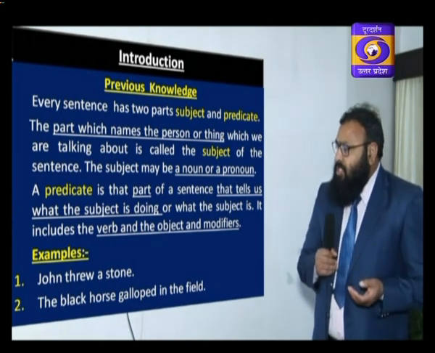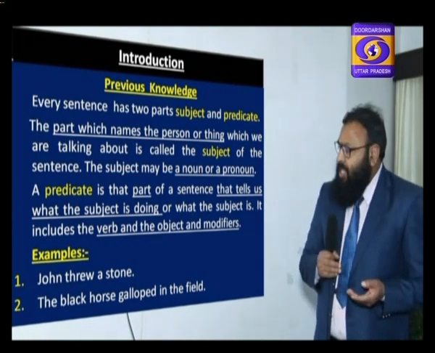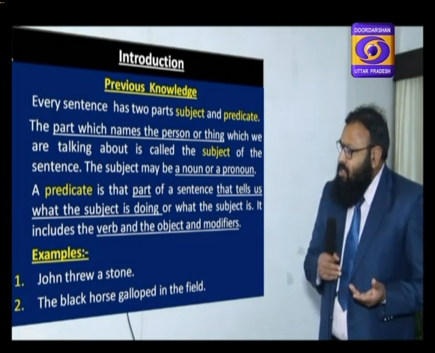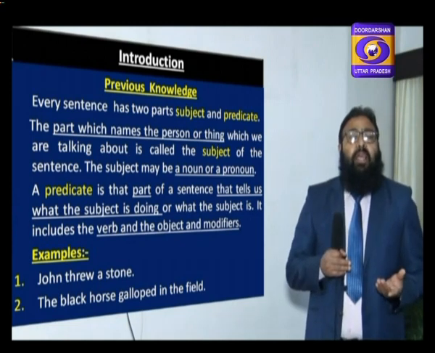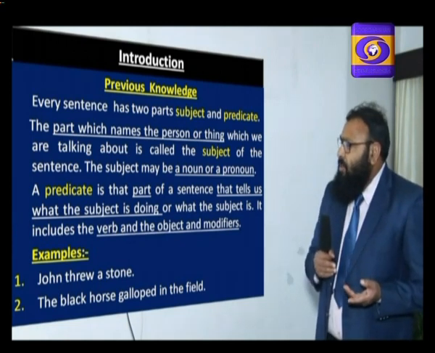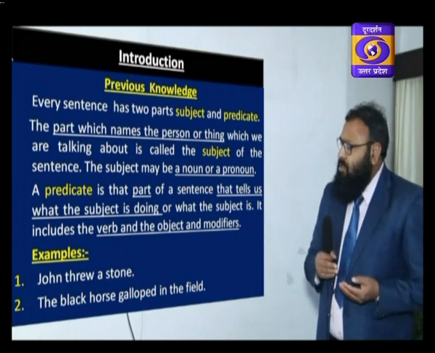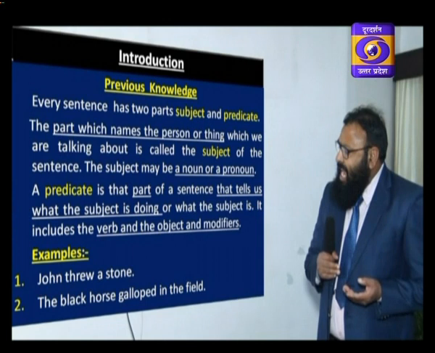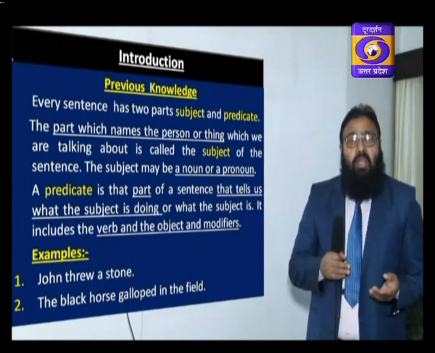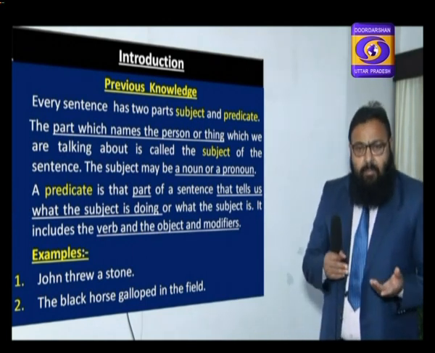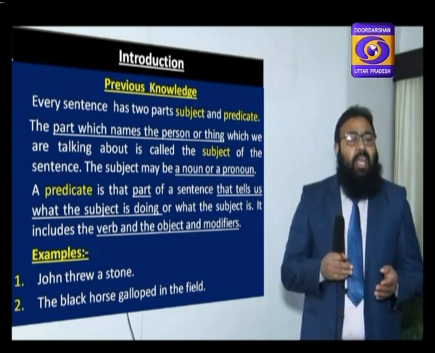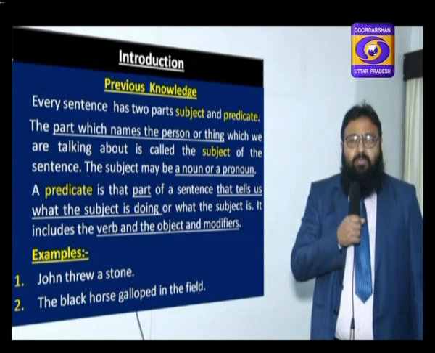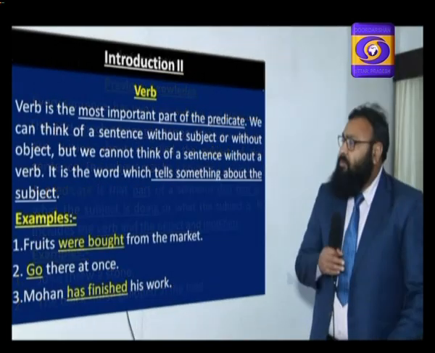The second example is: The black horse galloped in the field. The black horse is the subject because we are talking about the black horse in the sentence. Galloped in the field is the predicate because it is the part where we are talking about what the subject is doing.